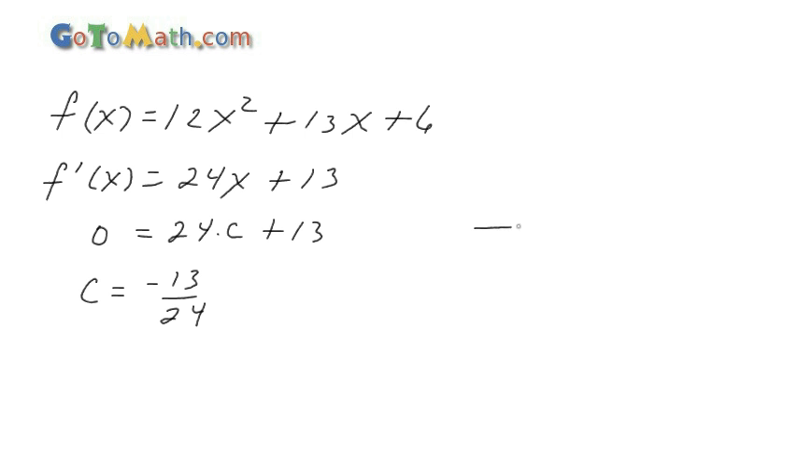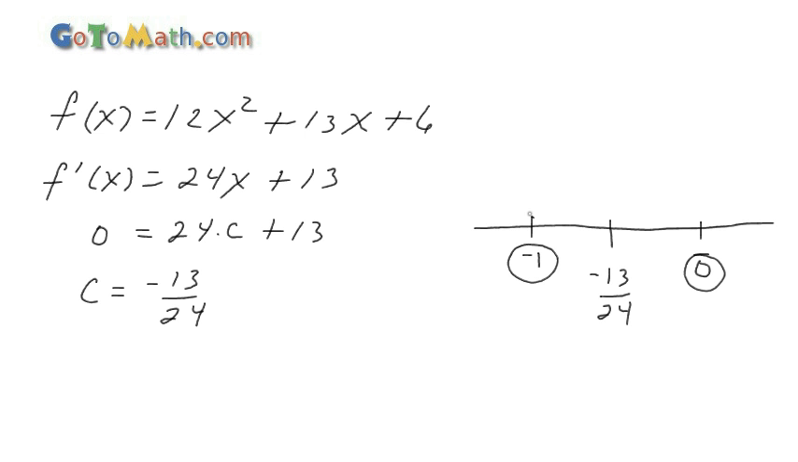Okay, so then what we'll want to do is draw a number line, and we will put negative 13 over 24 on the number line, and of course that's something that's between negative 1 and 0. So let's do this. Let's choose negative 1 as one of our test points, and then we'll choose 0 as a good one for the other test point.